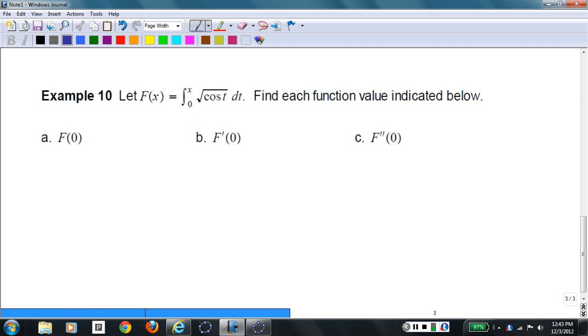Just evaluating this function at 0, f of 0 is equal to the integral of the square root of cosine t dt from 0 to 0. So that's going to be 0, yeah. From 1 to 1, from 2 to 2, from pi to pi. If the lower and upper limits of integration are the same, then the value of the integral is 0. So f of 0 is 0, just like that.